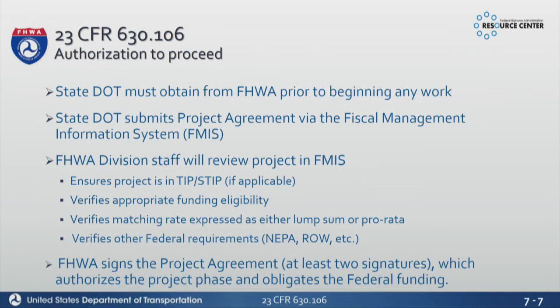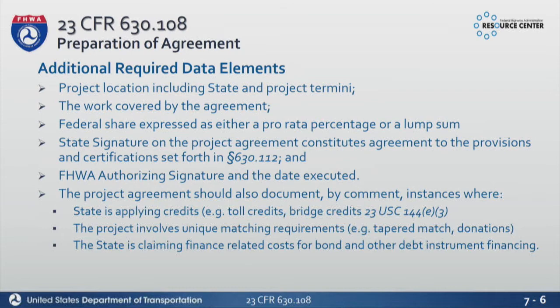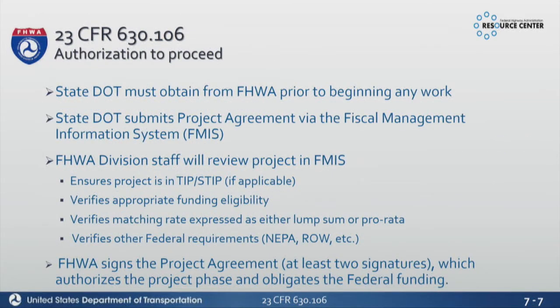So then, 630-106. This was 108, preparation of an agreement. 106 is authorization to proceed. So it goes hand in hand with the agreement, because the agreement is our authorization to proceed for the most part. Basically this is saying that you must get approval or authorization to proceed from Federal Highway before beginning any work. That includes advertising. So you can't advertise for construction without having approval or an authorization first.